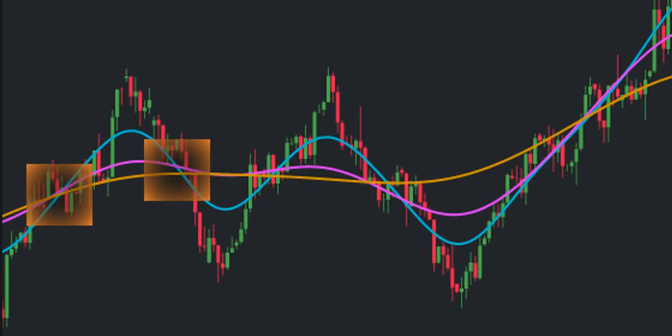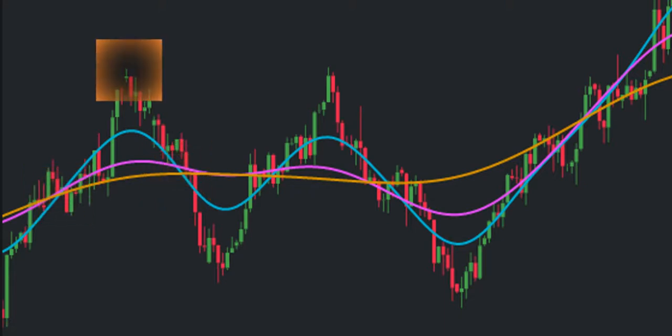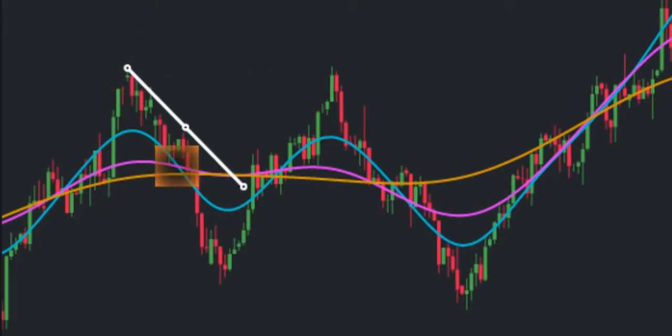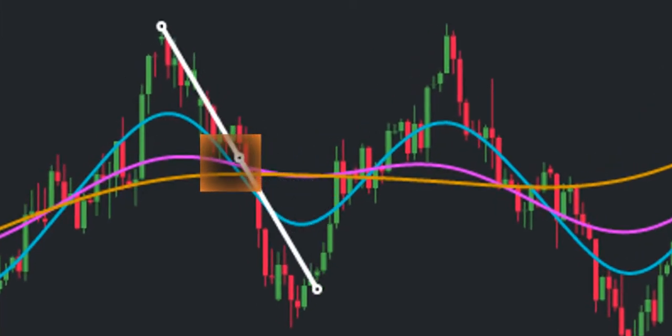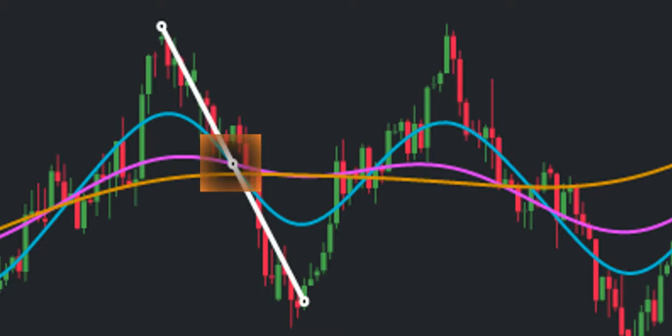As you can see, the highest point between these two crossovers shown here, this point shown here. Simply place the end of the line tool on this point, then drag the line downwards so that the midpoint of the line shown here sits exactly on top of the crossover point between the blue and purple lines shown here.